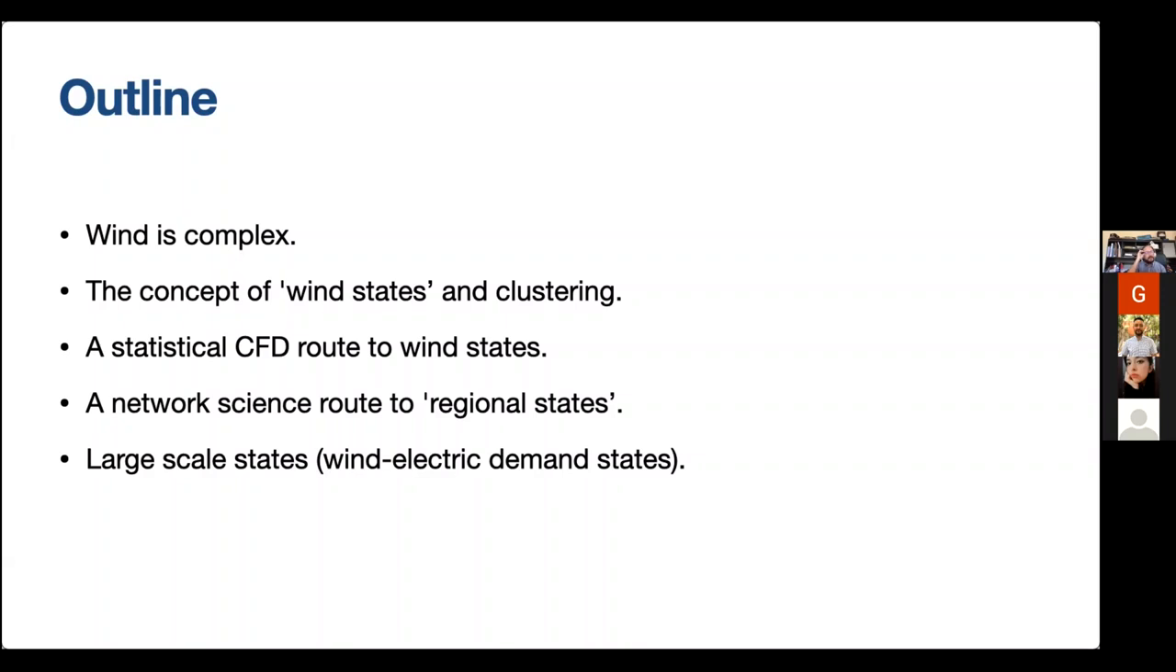The fourth point that I want to address is how network science is always playing a role, or can also play an important role, in the research of wind dynamics. And at the end, I want to try to introduce also another concept that doesn't yet have a name. I would say we are trying to create, and we are perhaps naming, large scale states, or perhaps wind electric demand states. We couple a generalization of these wind states with other variables or other indicators that could be electric indicators or social indicators or economic indicators. So this is something new that we are also trying to start working on recently.